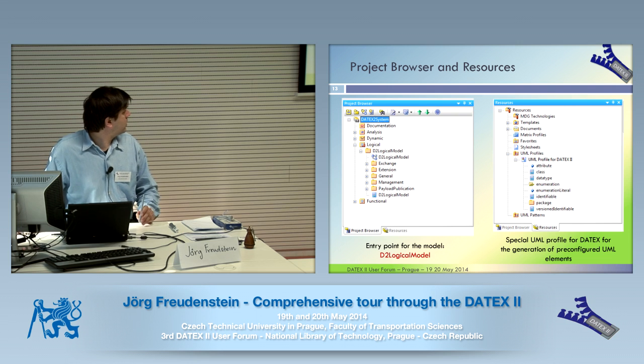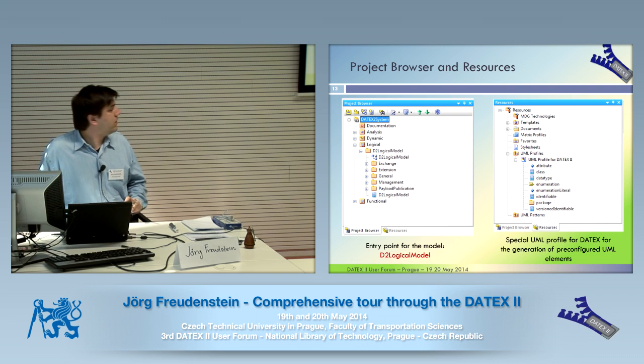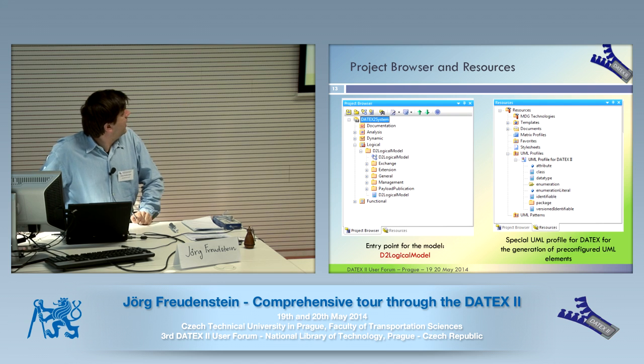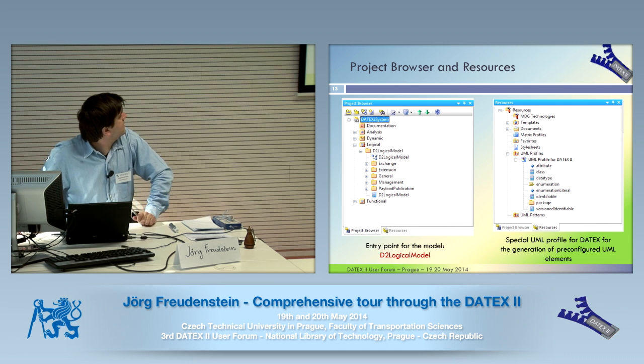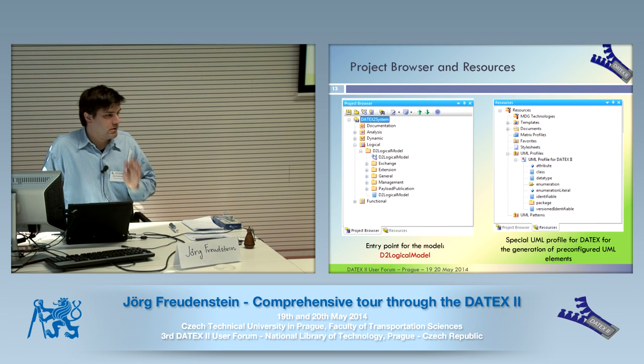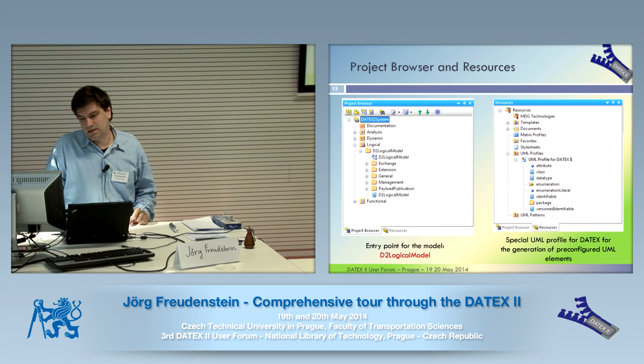At the first look at the model, you already saw this in the HTML view. This is the Enterprise Architect view. You see it's quite the same. This is the structure of Datex 2, and there are some other packages: documentation, analysis, dynamic, and functional. They are not interesting for us. The interesting part is the logical package, and then the entry point D2 logical model. This is the interesting point for starting at the data model.